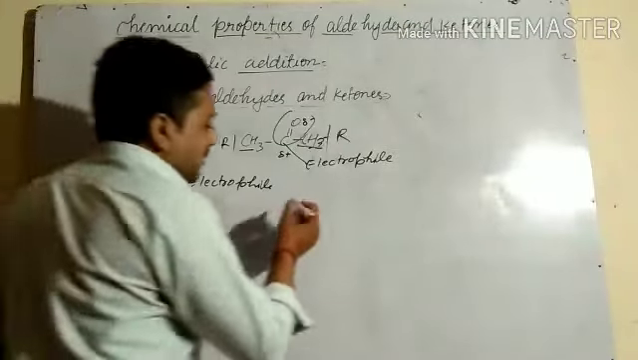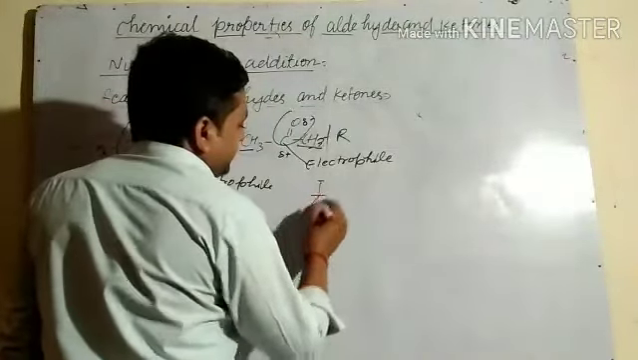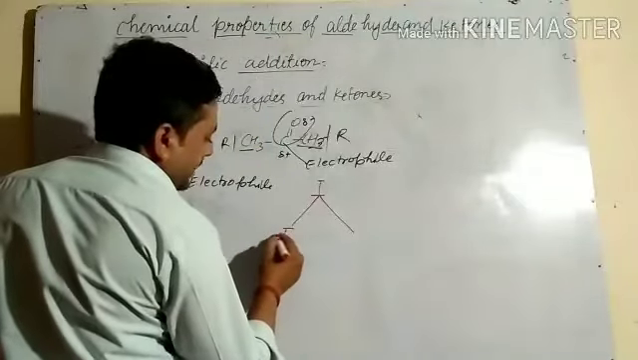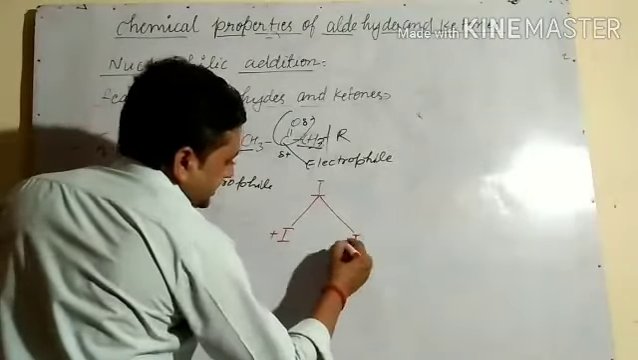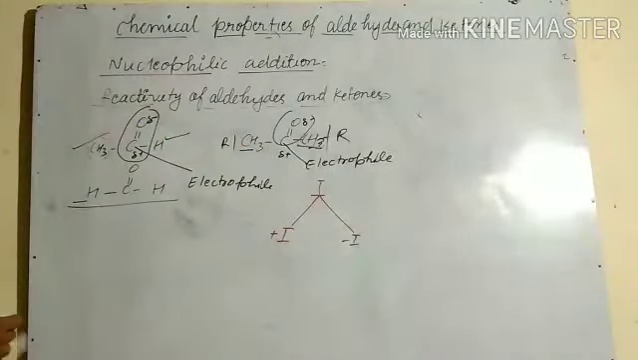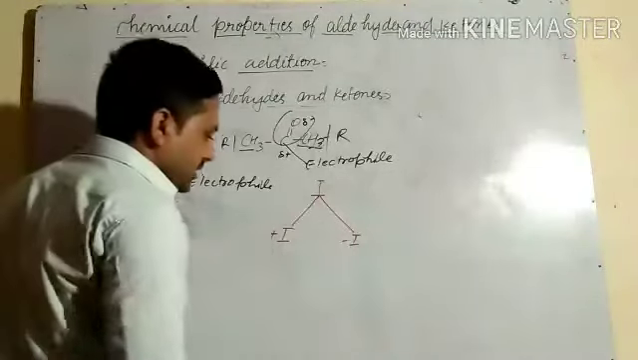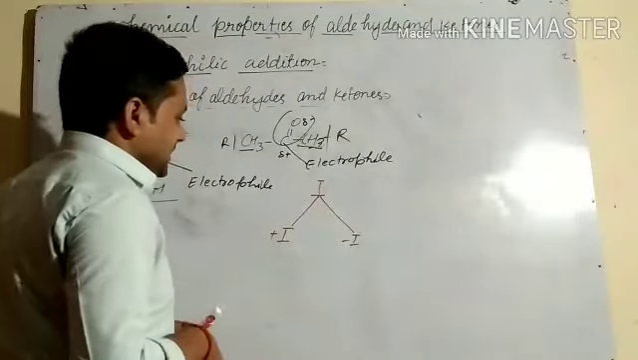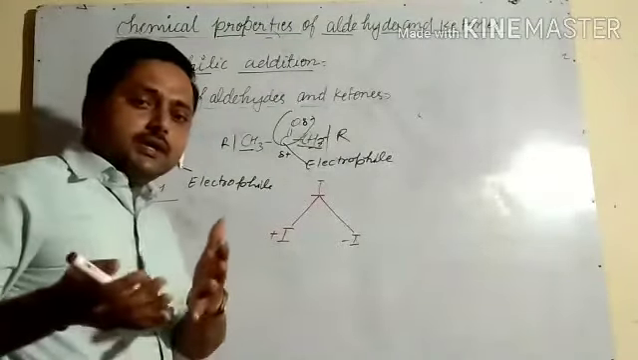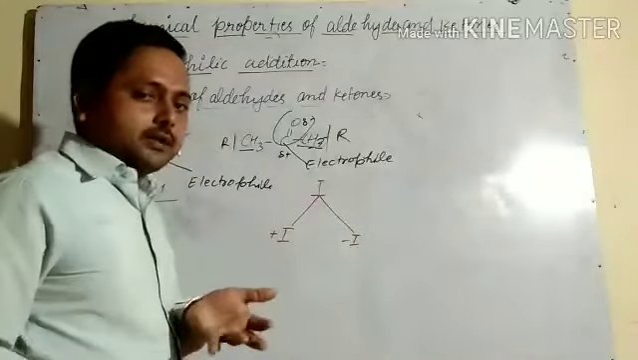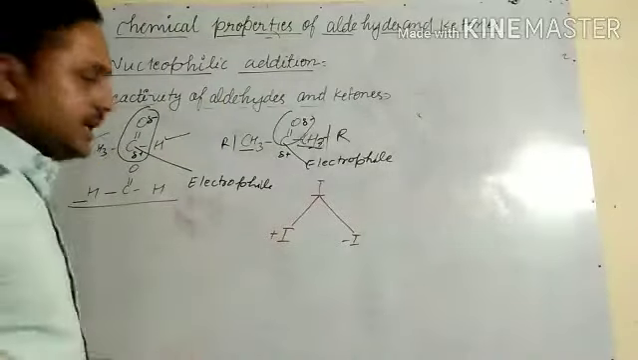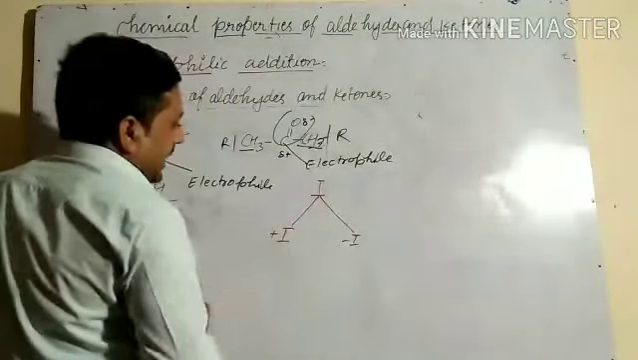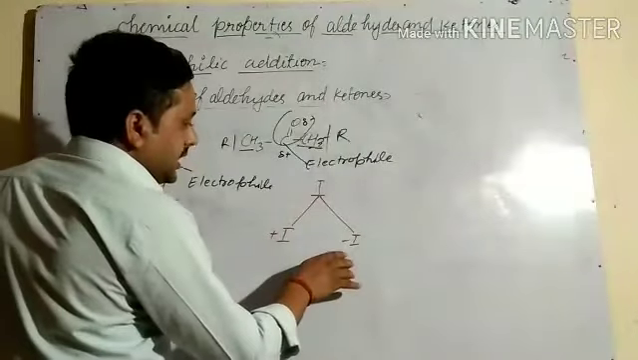As you have studied in class 11th, inductive effect. Inductive effect is of two types: plus inductive and minus inductive. And you might know this is a permanent effect. Inductive effect is a permanent effect. I have already taught that. And what is inductive effect? It means the ability of a group to attract or repel electrons. So the group which repels electrons shows positive inductive effect, and the group which attracts electrons shows negative inductive effect.